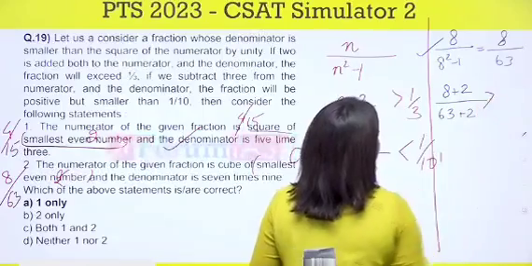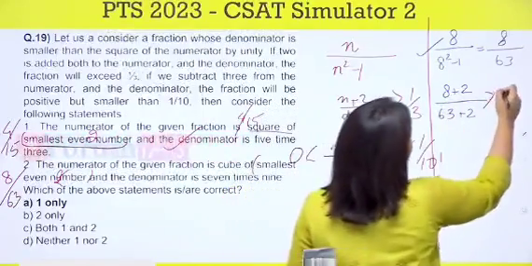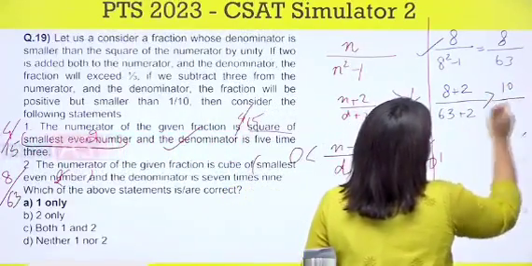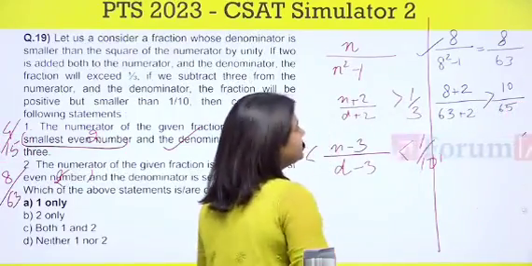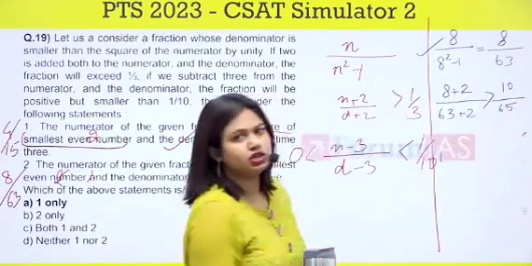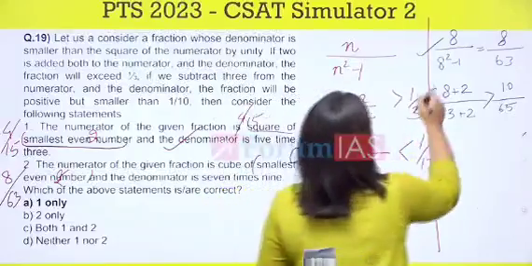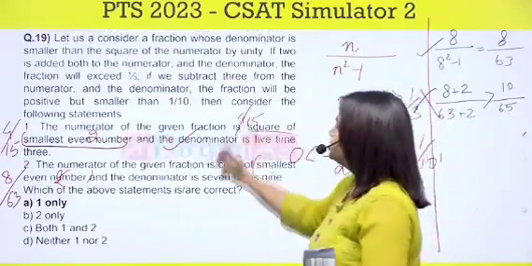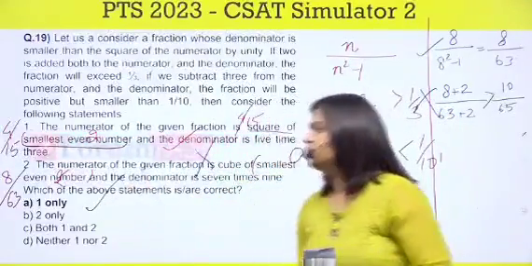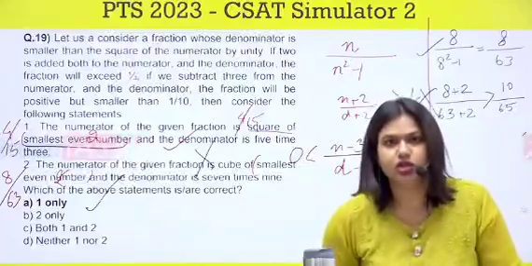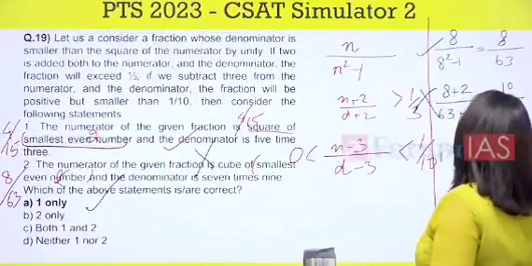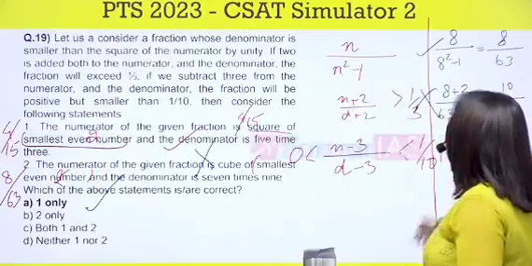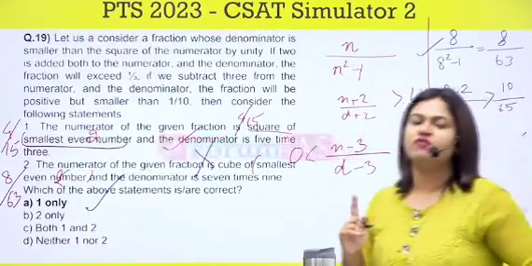Is it greater than 1 by 3? 8 plus 2 will be how much? 10. And 63 plus 2 will be 65. 10 by 65, is it greater than 1 by 3? No. So this statement is invalid, which means statement 2 is wrong and only statement 1 is correct, and I have my answer. Sometimes the question can be lengthy enough to confuse you, but still not a lot of calculation was required, and I have my answer.